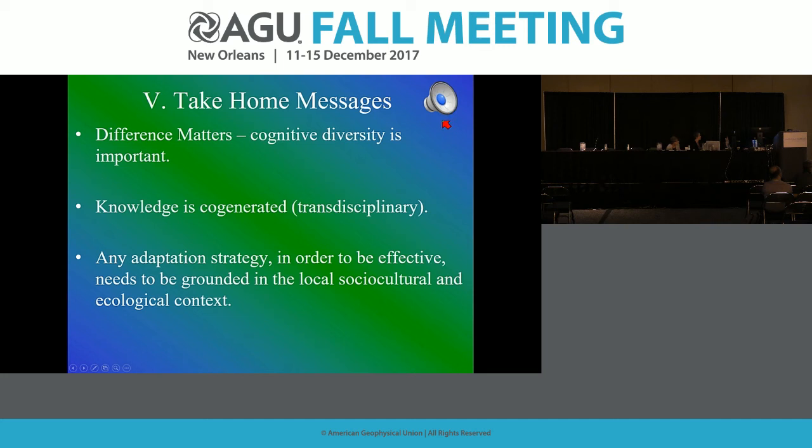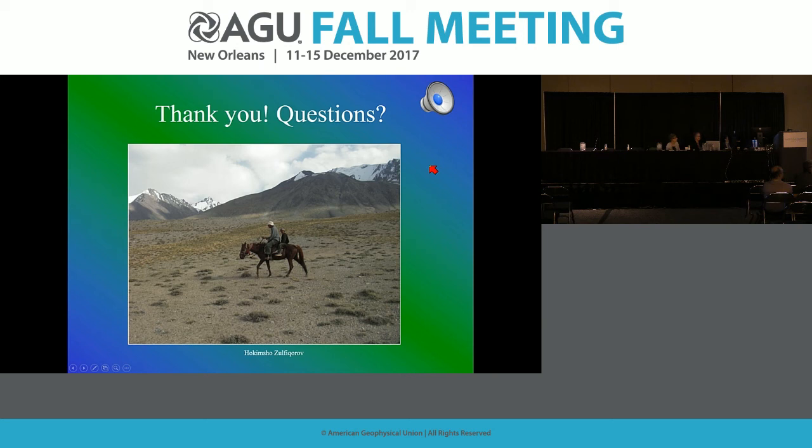This is a photograph of a Kyrgyz boy and I making our way from the mountains of Afghanistan into the mountains of Tajikistan. The Kyrgyz trusted me with their child and a horse so that I could make my way back to my team.